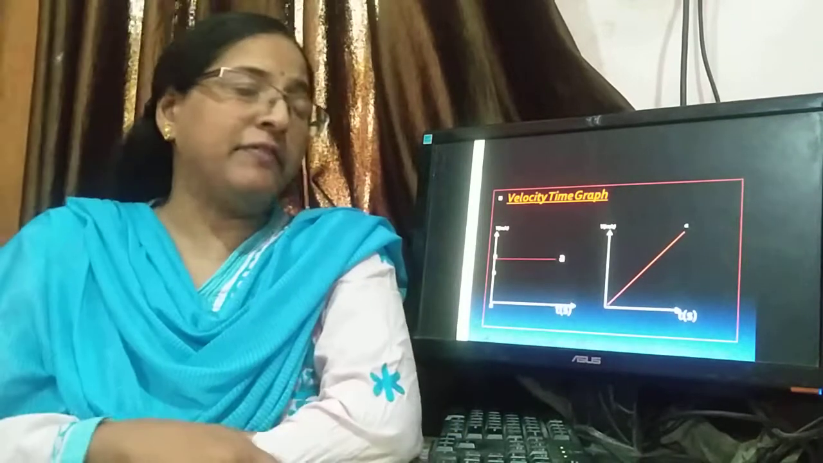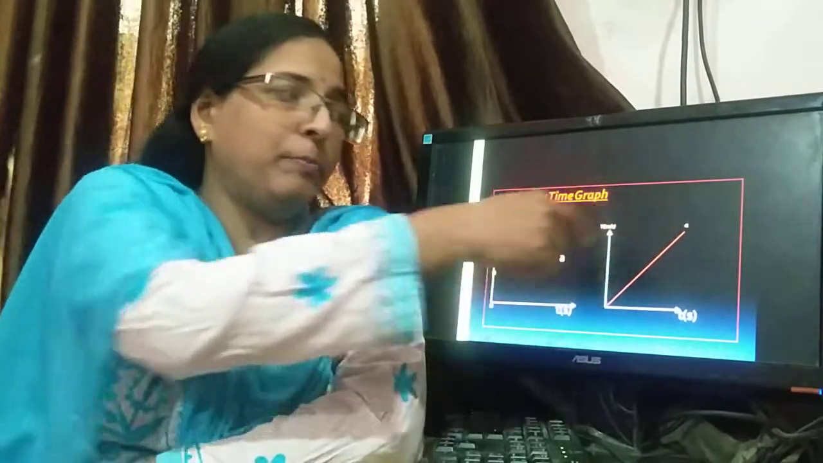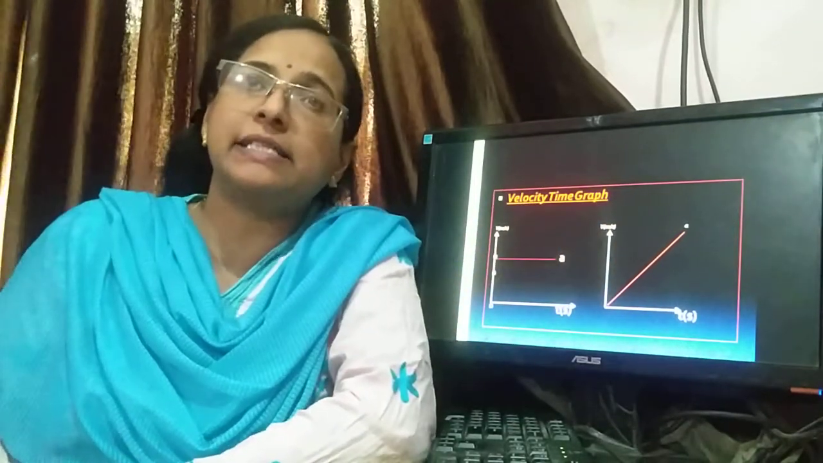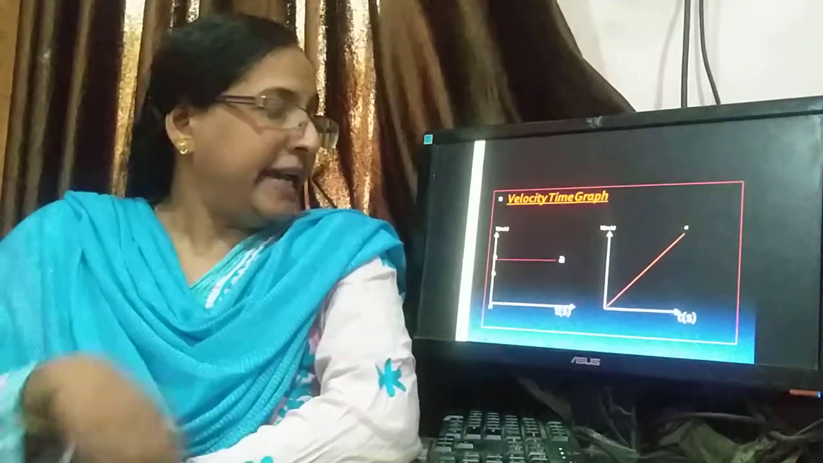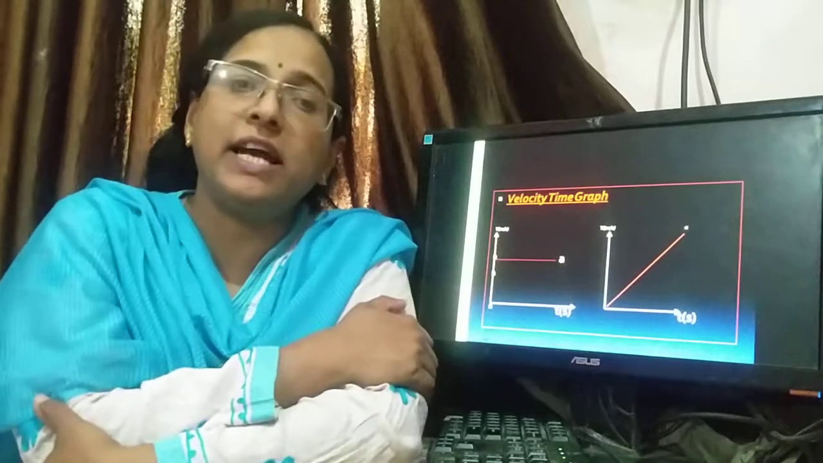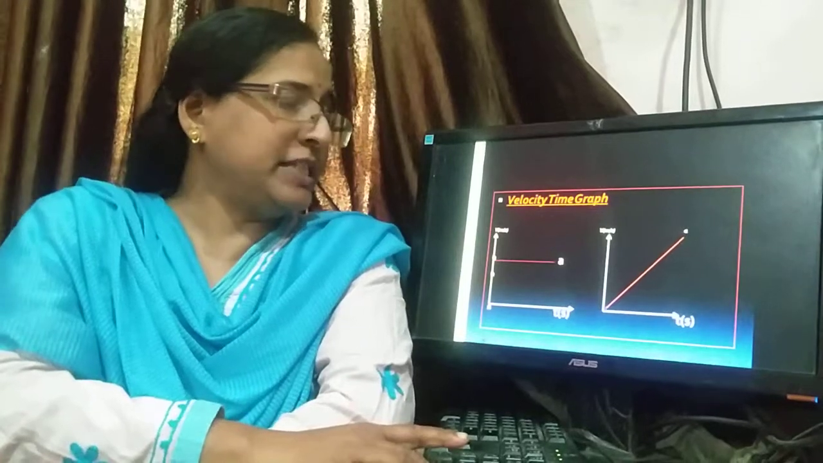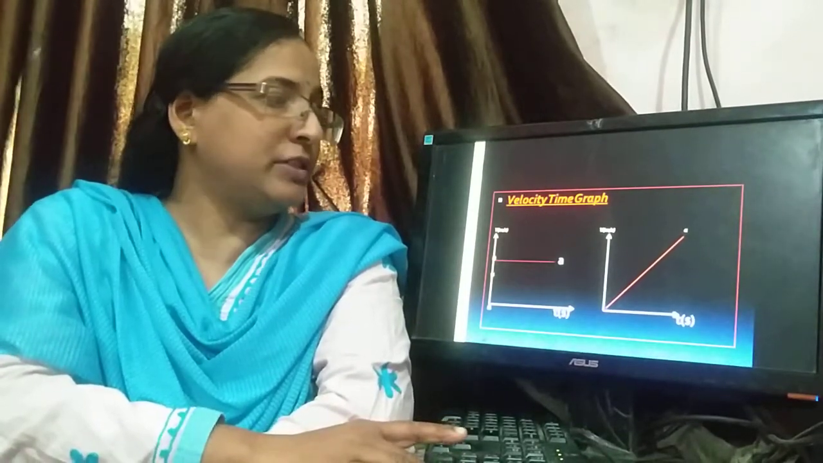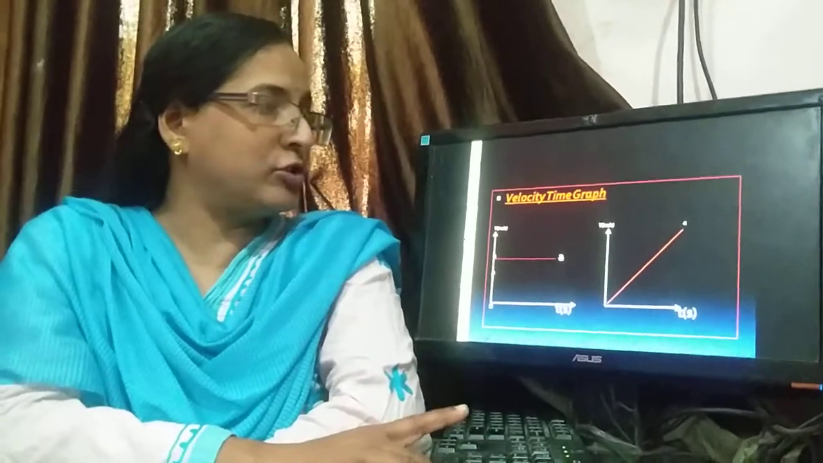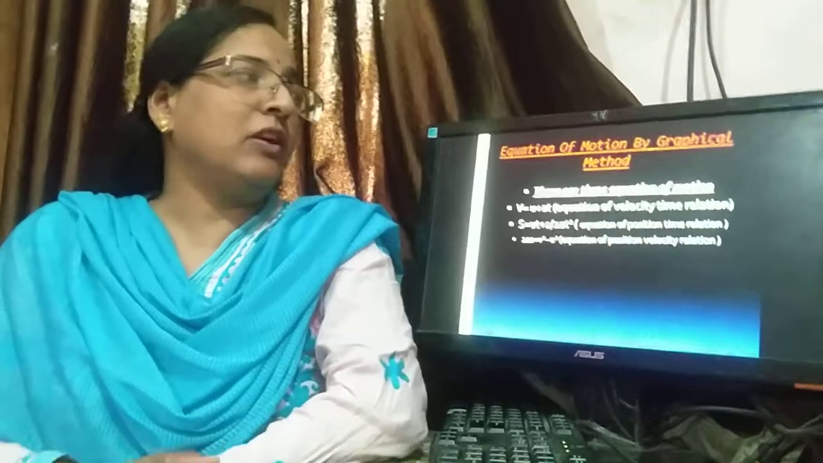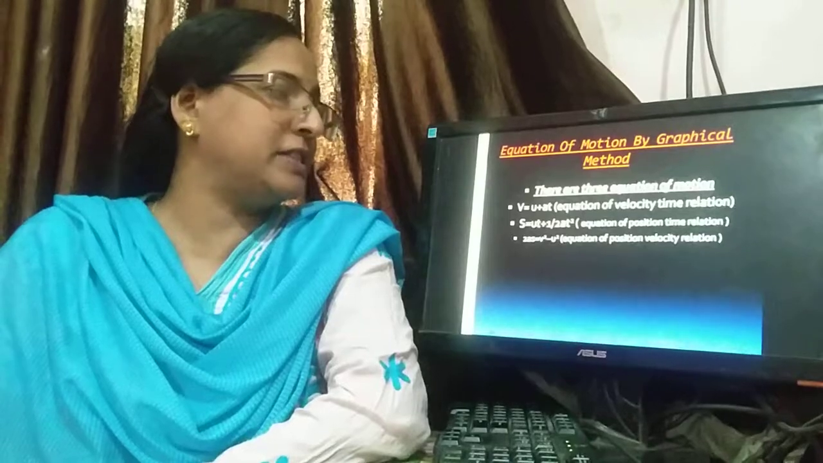Now, from this graph, we can find out two things. That is, by finding the slope of the line, we can calculate the acceleration of an object, as well as by finding the area under this graph, we can find out the distance traveled by the object. Now, using this concept, we are going to calculate the equations of motion. Equations of motion by graphical method is one of the important topics of this chapter.